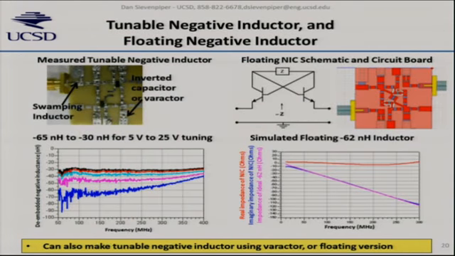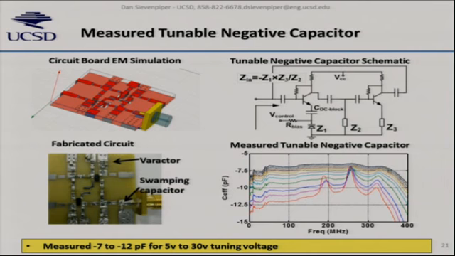This is a tunable negative inductor made by inverting a varactor. You can see we can tune from about minus 30 to minus 65 nanohenries. We should be able to get a better tuning ratio. It's only 2 to 1 because of the other parasitics around that varactor, but we think we can play with the other impedances to improve that. And we've also started simulating floating versions. This is all measured results, but we've started simulating floating versions also, which are necessary if you'd like a series negative inductor. And this is our first negative capacitor measurement.